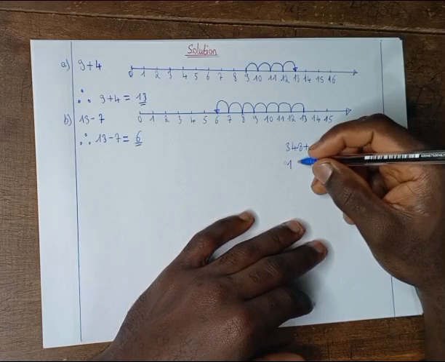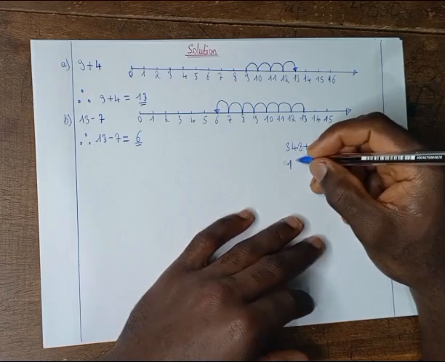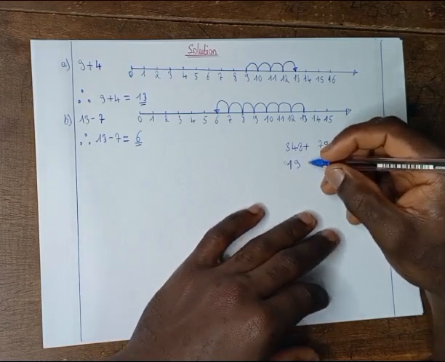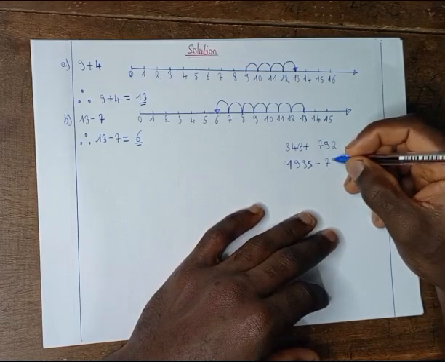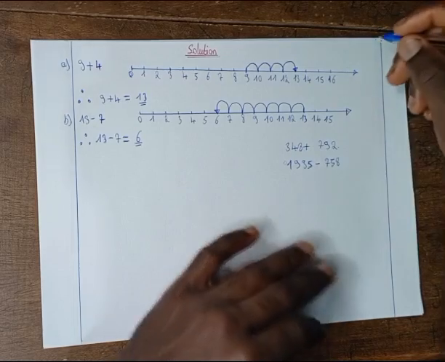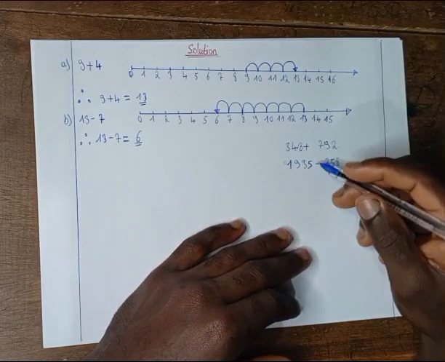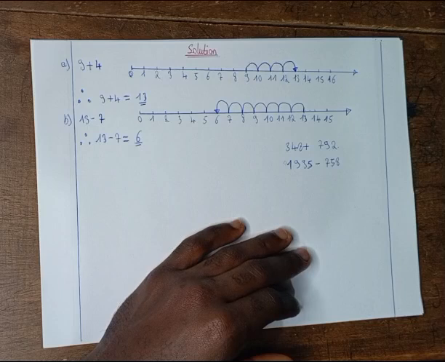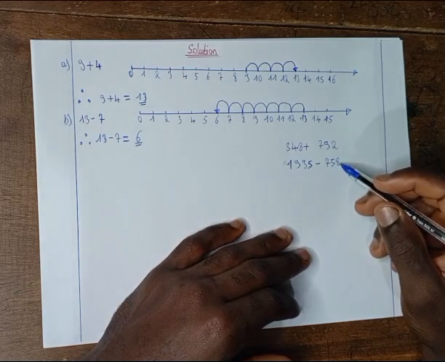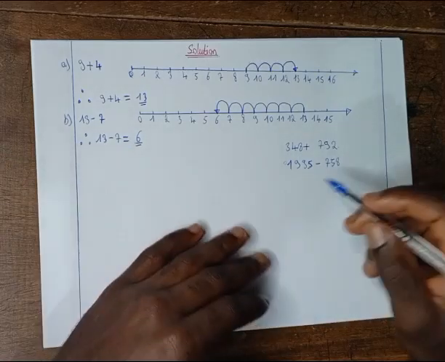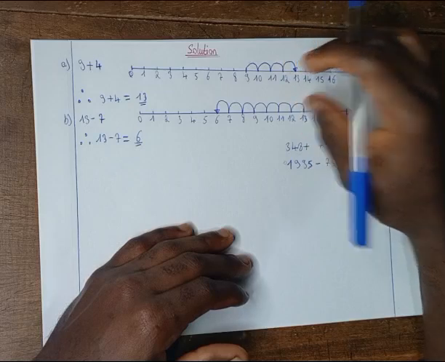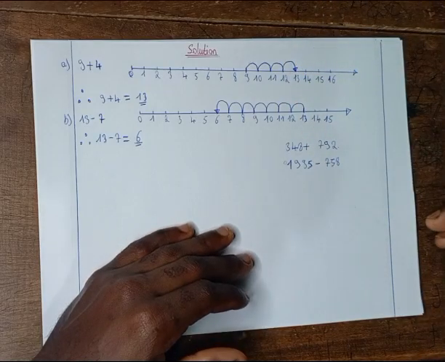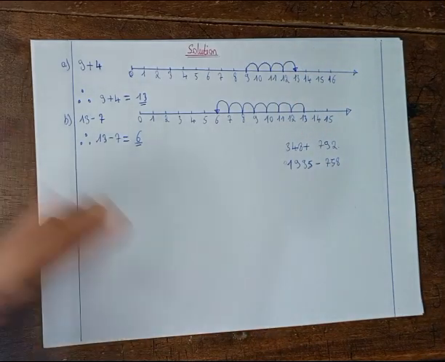Let's take another case. For example, if we are to subtract the two numbers, let's take 1995 minus 758. It will also be impossible for us to draw a number line right up to the number 1995. And it will be impossible for us to move 758 units to the left hand side of the first number, 1995. So these are the limitations of the number line method when the numbers are so large.